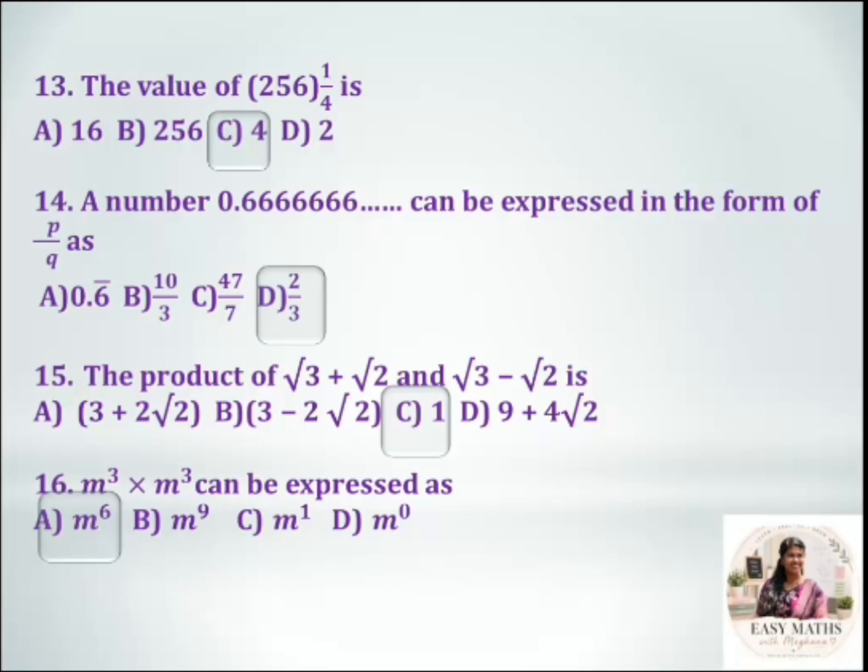You can cancel. 4 ones are 4, 4 twos are... 2 square will be 4 here. So the correct answer is option number C, 4.